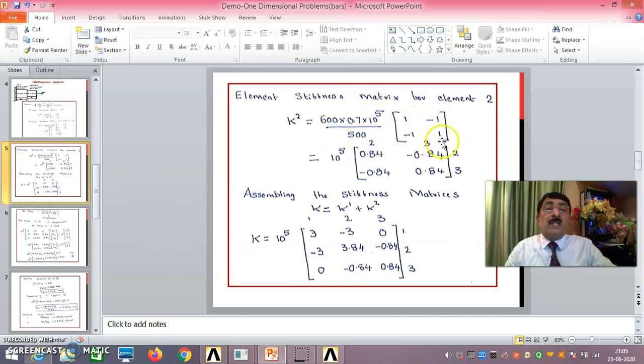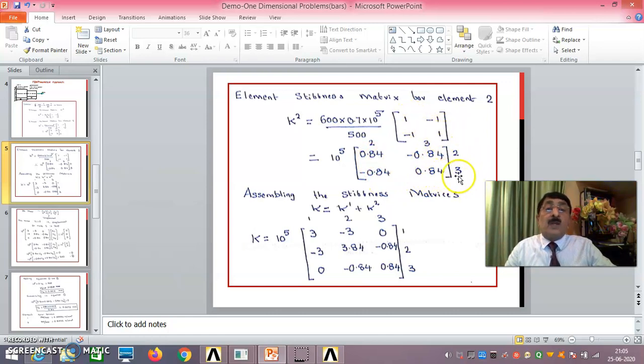If you simplify this, 10 to the power of 5 is common. 600 into 0.7 divided by 500 will be 0.84. That is why you get 0.84, minus 0.84, minus 0.84, and 0.84. This is for nodes 2 and 3.